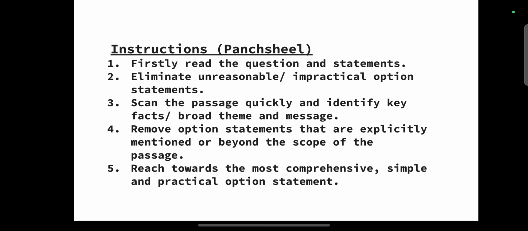And fourth thing, we will have to remove the option statements that are explicitly mentioned or beyond the scope of the passage. Lastly, we will reach towards the most comprehensive, simple and practical option statements, looking at the socio-economic complexities of Indian society, the government and administrative complexities of India, the geographical and environmental implication of India's growth story. We will have to arrive at the most comprehensive, simple and practical option statements. So let us look at the question for now.